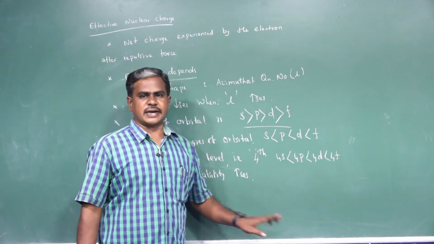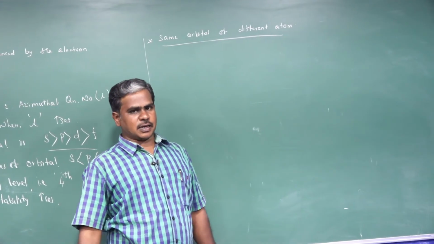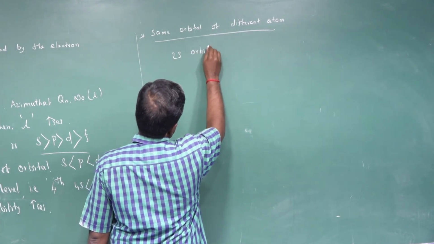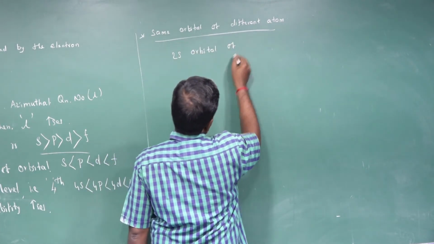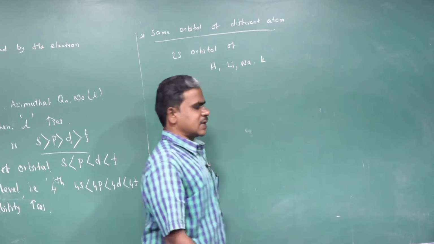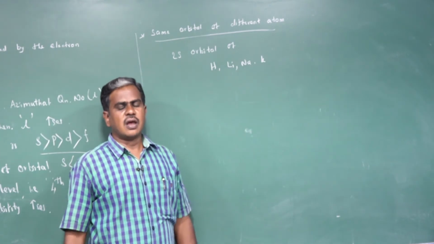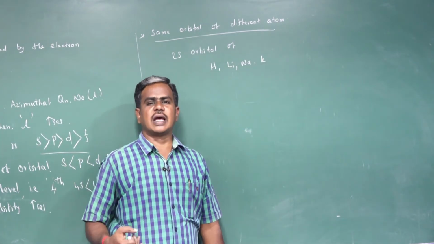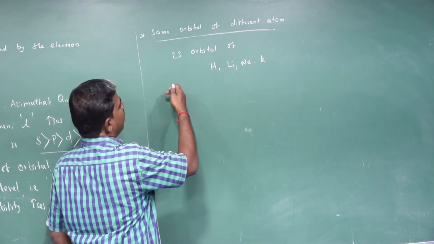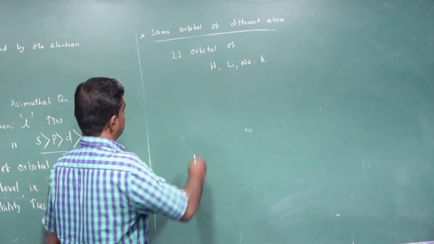So the energy decreases. We may consider the same orbital of a different atom, suppose the 2s orbital of hydrogen, lithium, sodium, potassium is considered. Now, the same orbital of a different element is considered; which one has the lowest energy, which one has the highest energy, depends on atomic number. So, energy of a same orbital decreases with the increase in atomic number.